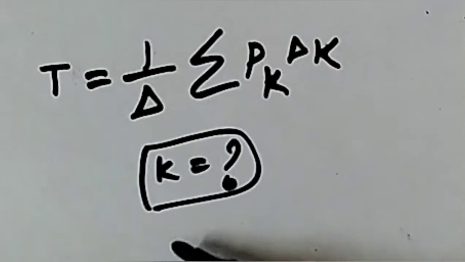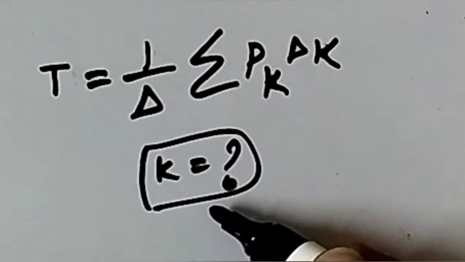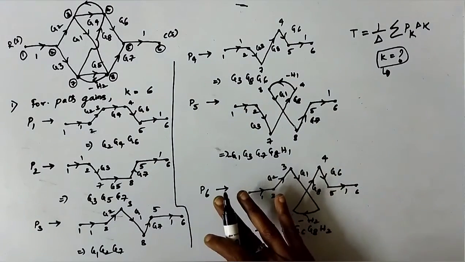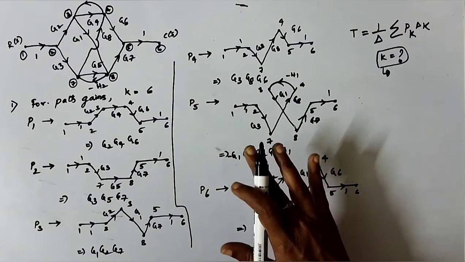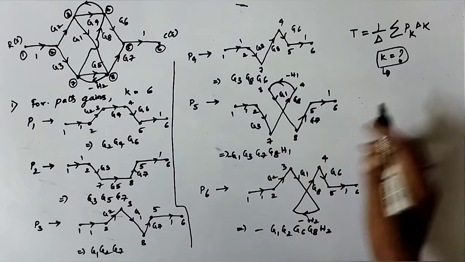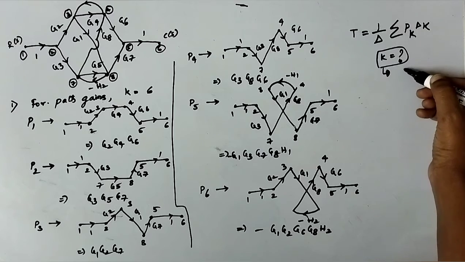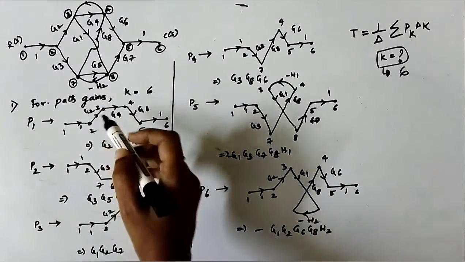To start with, we'll find out the number of forward paths, that is given by k. I have already drawn the forward paths and found out the gain. This is only to reduce the video length. Here the number of forward paths obtained are 6. Let's see what those are.